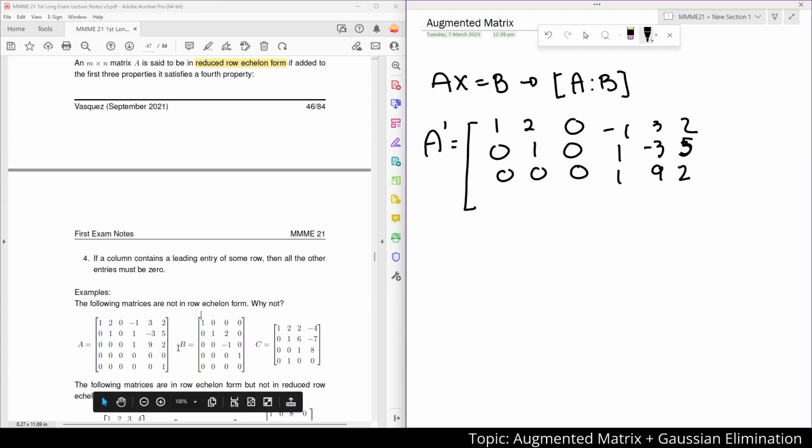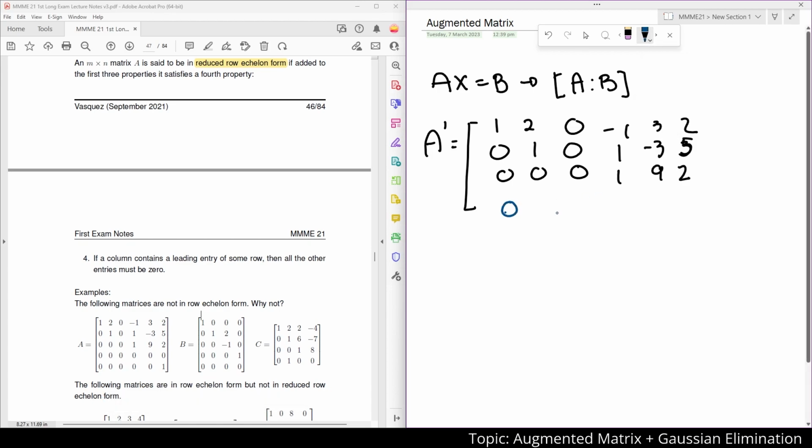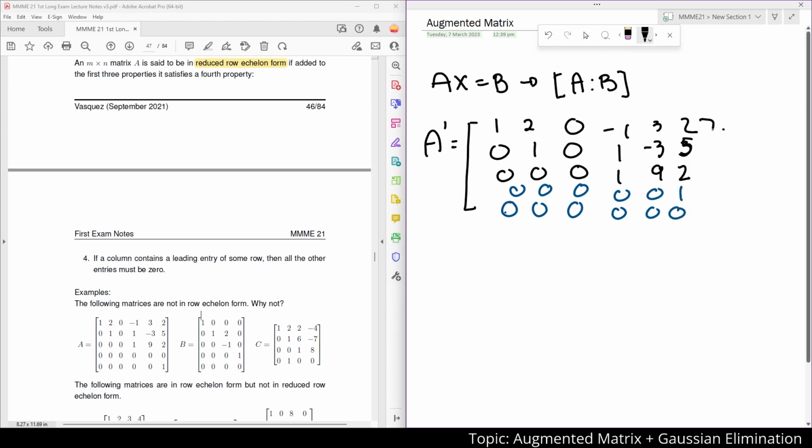Then, we can swap itong dalawa. Okay? We can put the 0 row at the bottom. 0, 0, 0, 0, 0, 0, sorry, the 0 row. And 0, 0, 0, 0, 0, 1. So, itong matrix na to, naka-row echelon form yan.